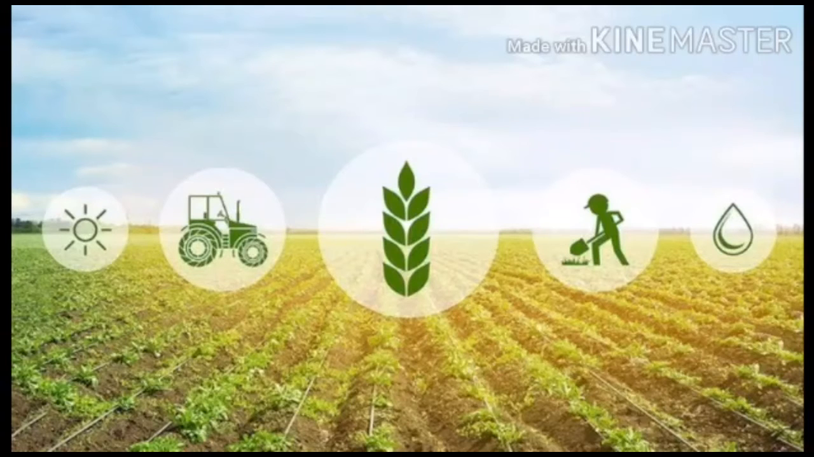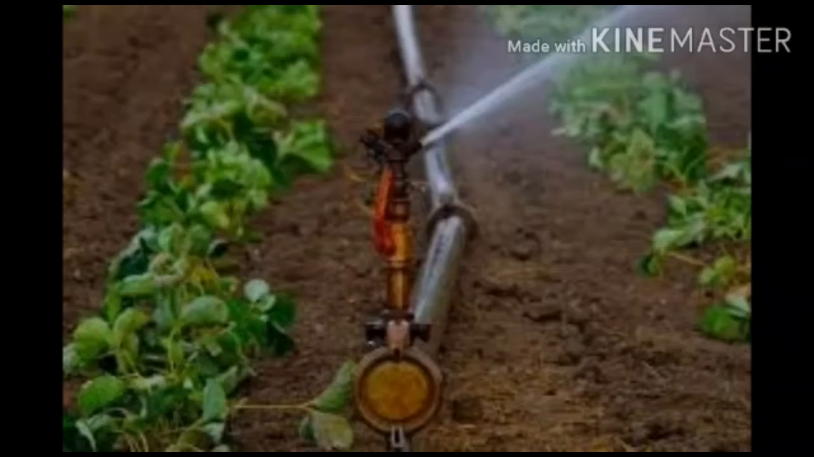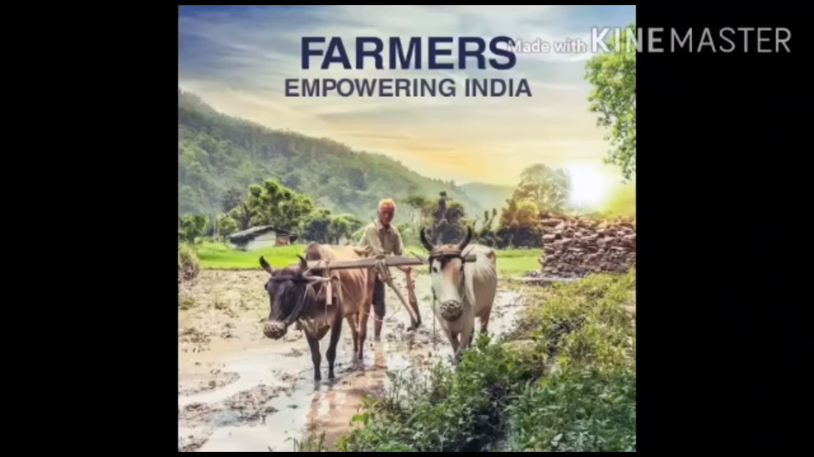Children, we know what irrigation is. Irrigation means the artificial supply of water to land. So children, agriculture needs good rainfall or proper irrigation facilities and fertile soil.